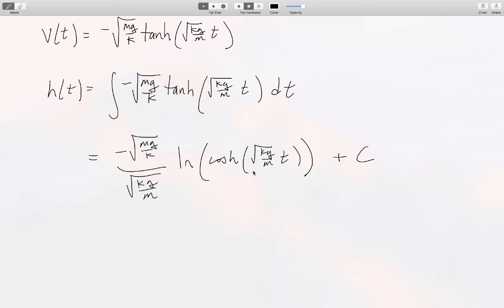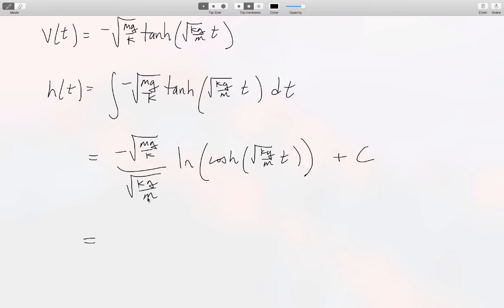Another way to say this that I could have done before, I just wanted to show the substitution. I could just say that the derivative of the ln of cosine hyperbolic would be 1 over cosine hyperbolic, and the derivative of cosine hyperbolic is sine hyperbolic, and that would produce sine hyperbolic over cosine hyperbolic, which gives you this tangent hyperbolic. And I need to put this extra 1 over square root kg over m here in the front to cancel the chain rule factor that this thing produces.